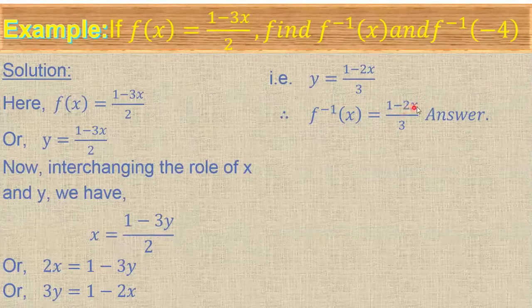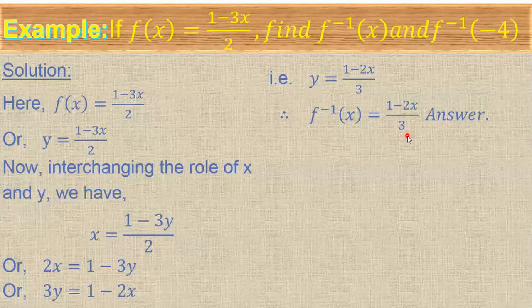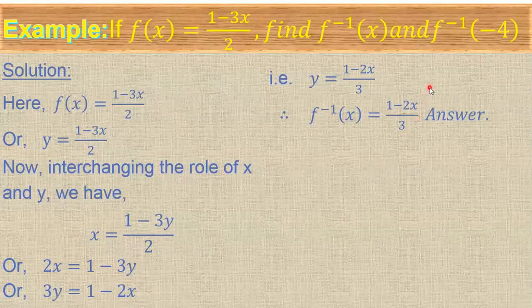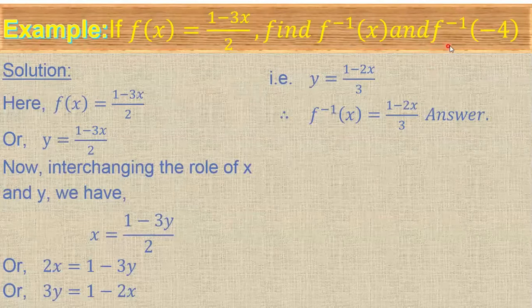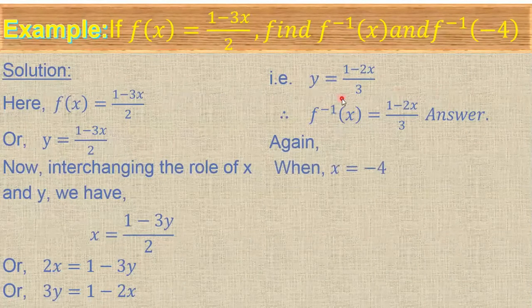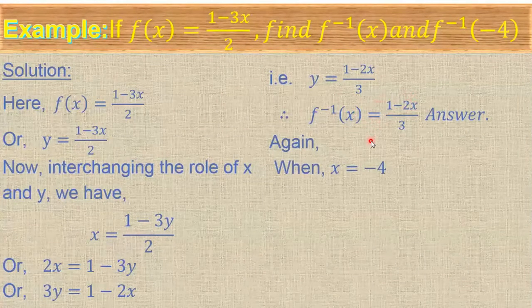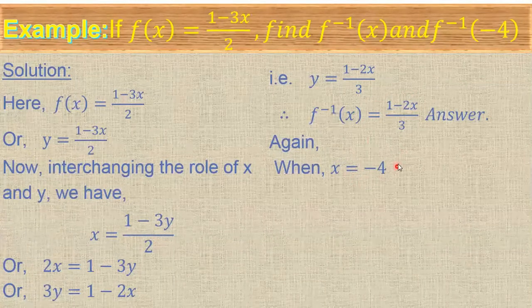We get f inverse x equals 1 minus 2x by 3. But we have one more step to find f inverse of minus 4. Okay, so this is an easy one, you can easily find it, because wherever there is x in f inverse x, you have to put the value of x as minus 4.